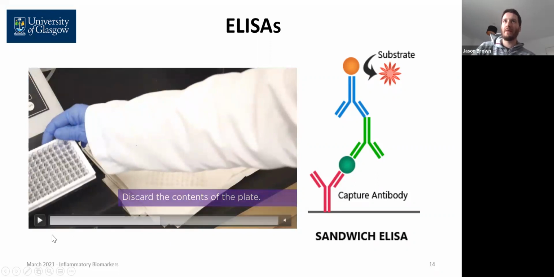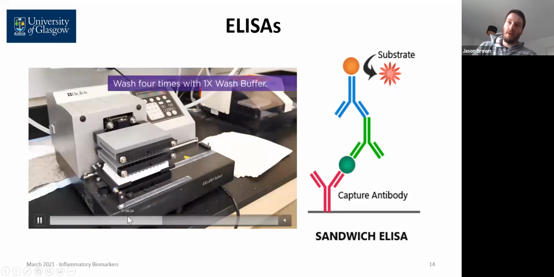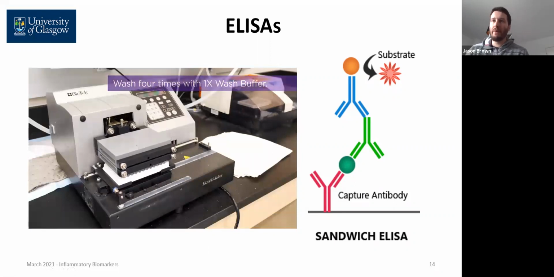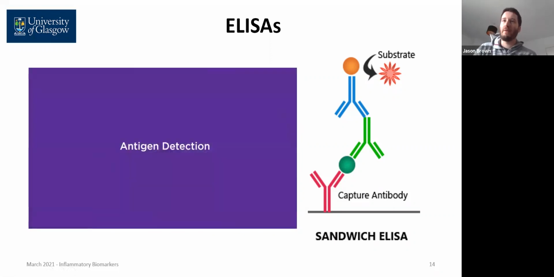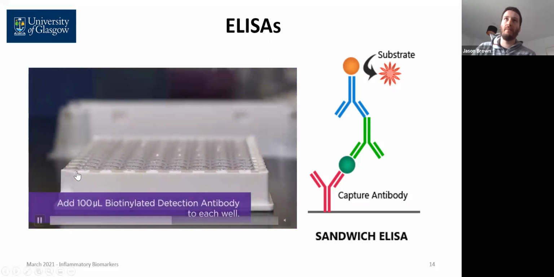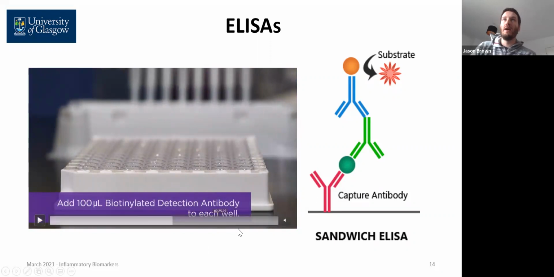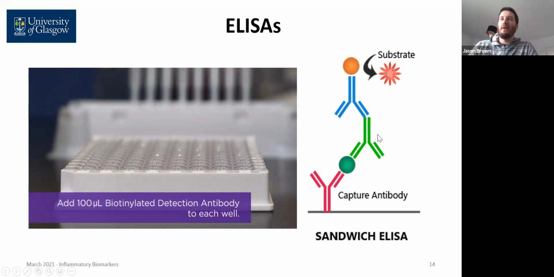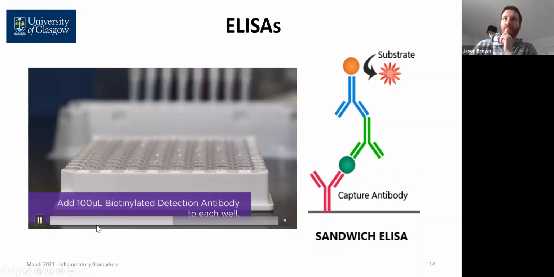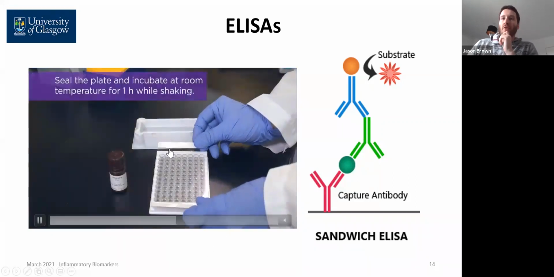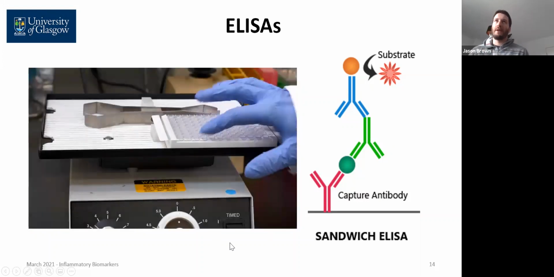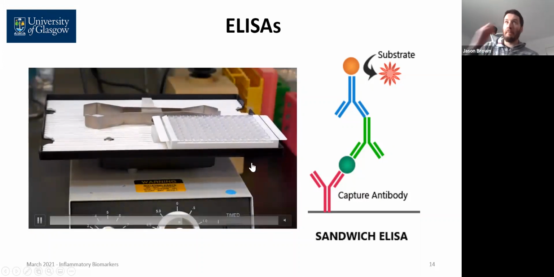The next step is to discard the contents and then wash the plates again. Generally speaking, you always wash ELISA plates around 4 or 5 times to properly get rid of any excess substances. Following that wash step, you then add the detection antibody. So this is this one here. So if the protein of interest is present within your clinical sample, or of course within the standards, then the detection antibody will bind to it. And to do this, you have to leave it incubating again for around an hour to 2 hours, depending on the kit.